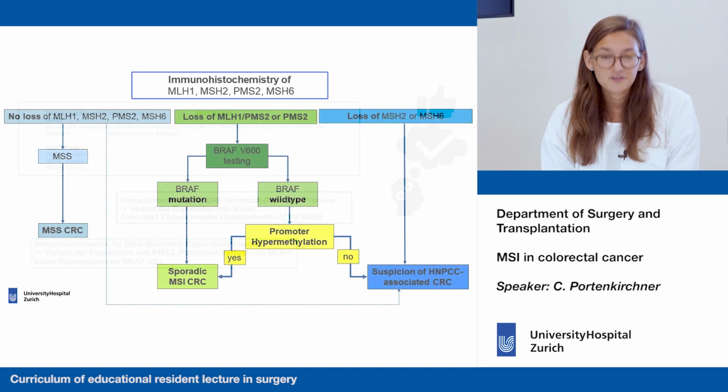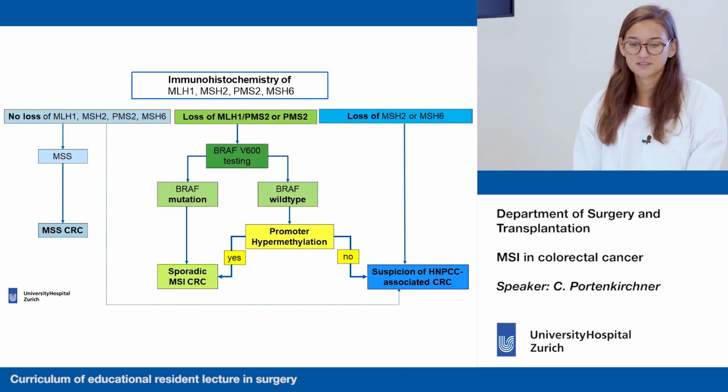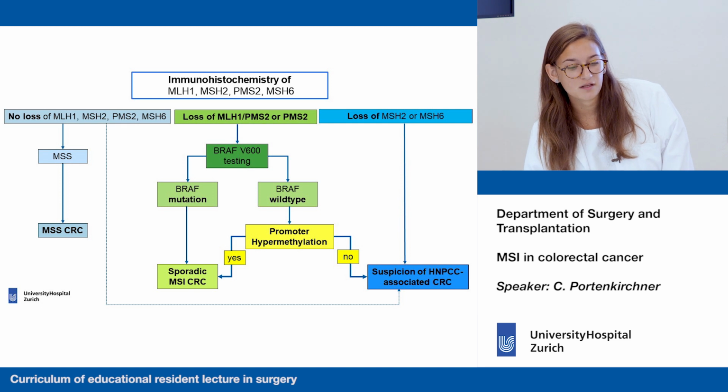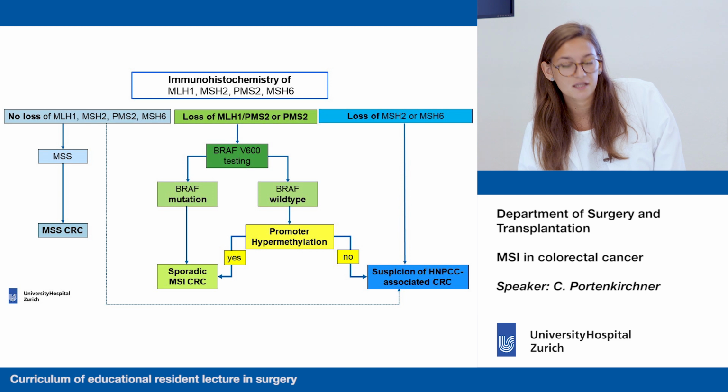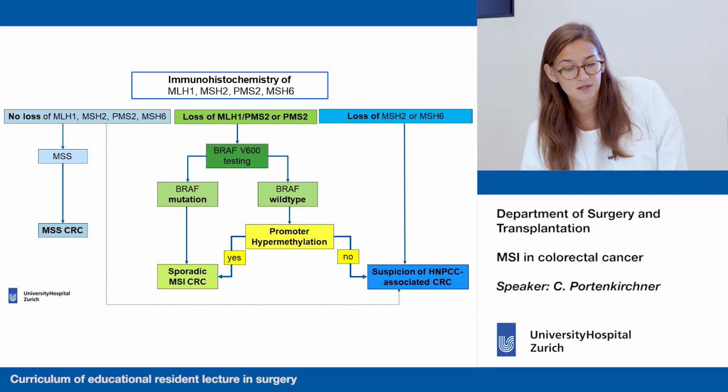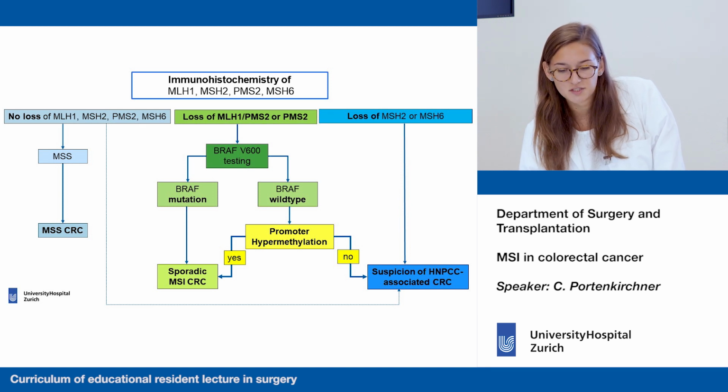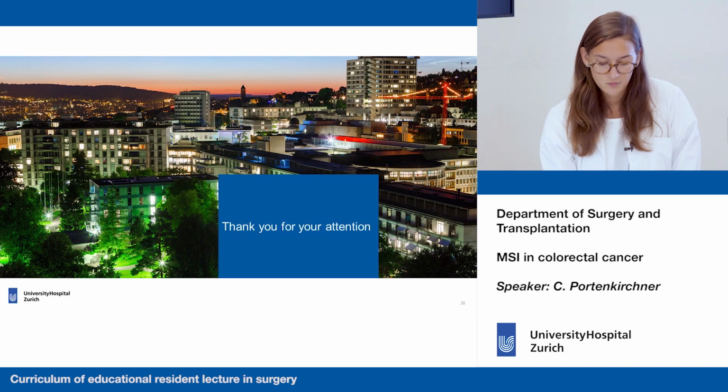Okay, and if in doubt, just remember this slide where we have the immunohistochemical pathways. If there is no loss of the staining, it's microsatellite stable colorectal cancer. Otherwise, in this case, there is a suspicion of HNPCC, and there we have to clarify with these two methods.